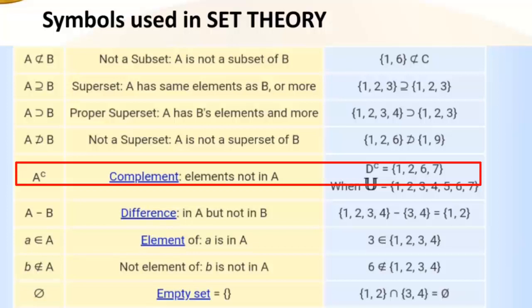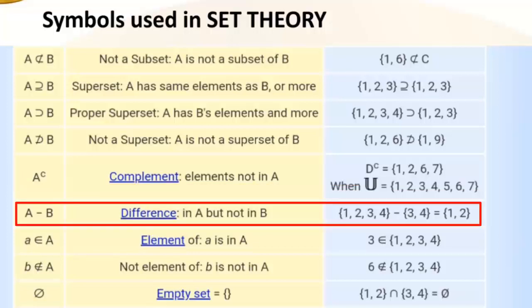So for example, assuming our universal set is 1, 2, 3, 4, 5, 6, and 7, and D equals 3, 4, and 5. Now what is going to be the complement of D? The complement of D, as you can see here, is going to be 1, 2, 6, and 7, because those are the elements that cannot be found in D. They are the things that we add to D to make it the complete universal set.